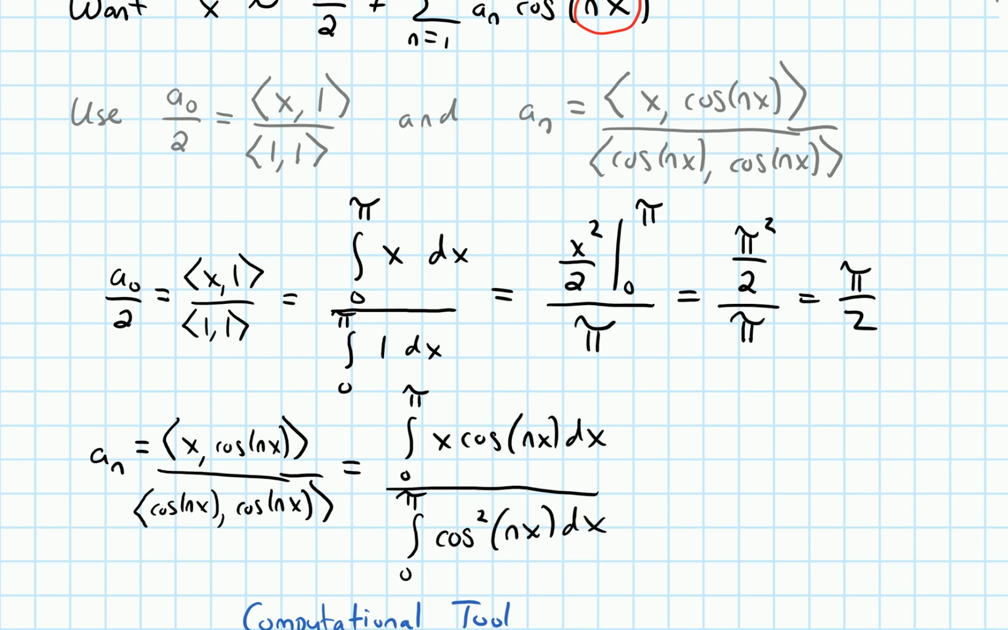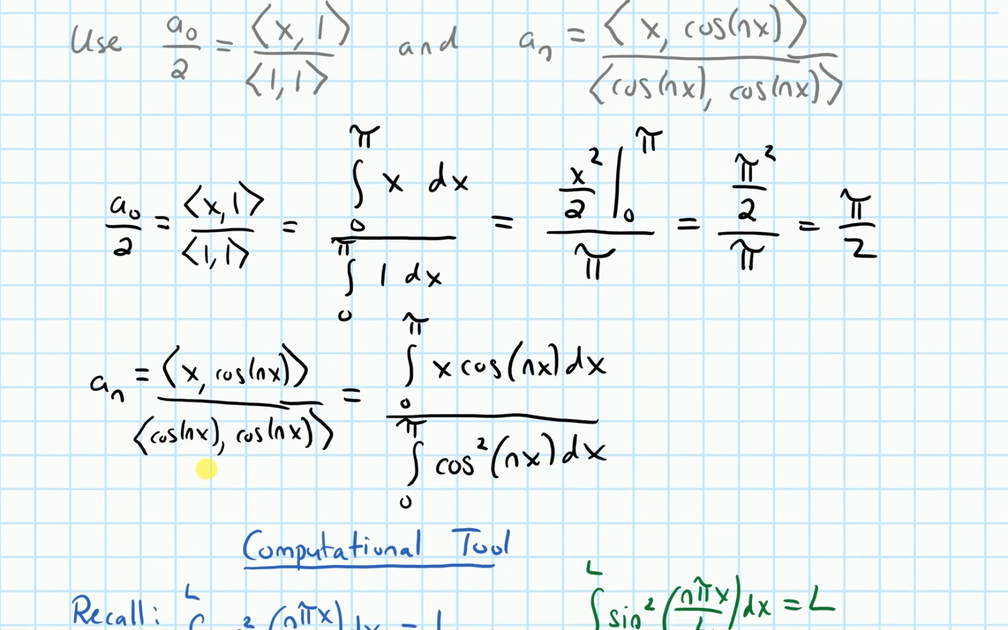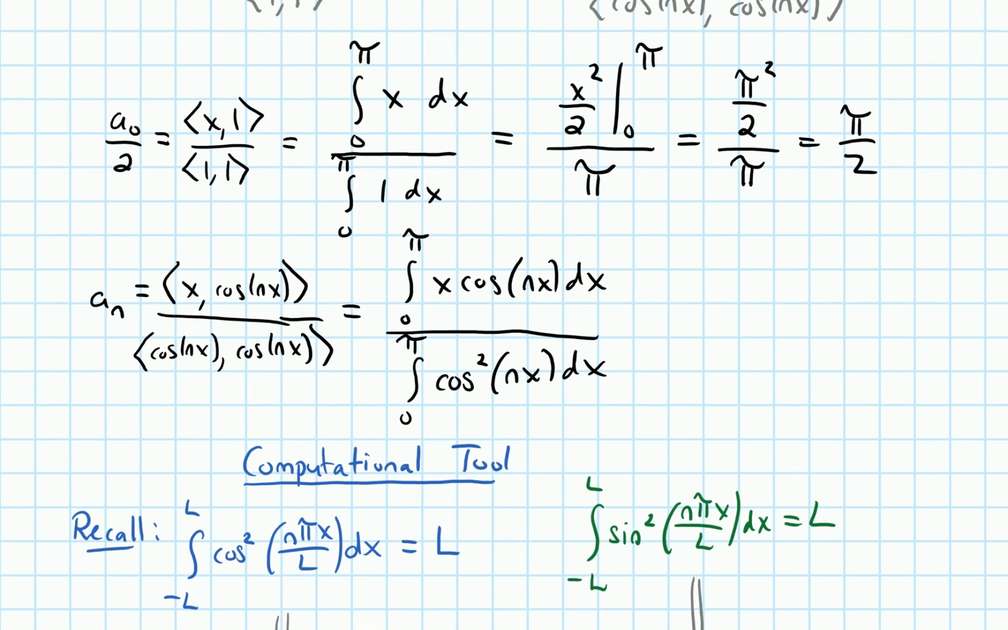All right, so we have these two integrals. First, I want to talk about a computational tool to help us see what the denominator is. We did a really similar thing with just Fourier series. We talked about a computational tool for these cosine squared terms or these sine squared terms that we get on the denominator. So recall what that was.